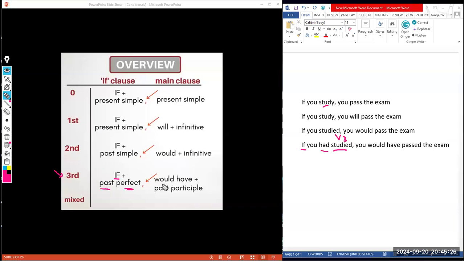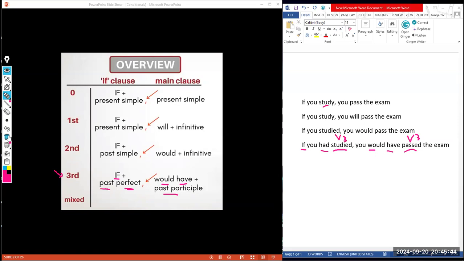Now in the main clause, we have would. This is would. Plus have. This is have. Plus past participle or verb 3. So this is the past participle, which is passed. So these are the four rules of conditionals.